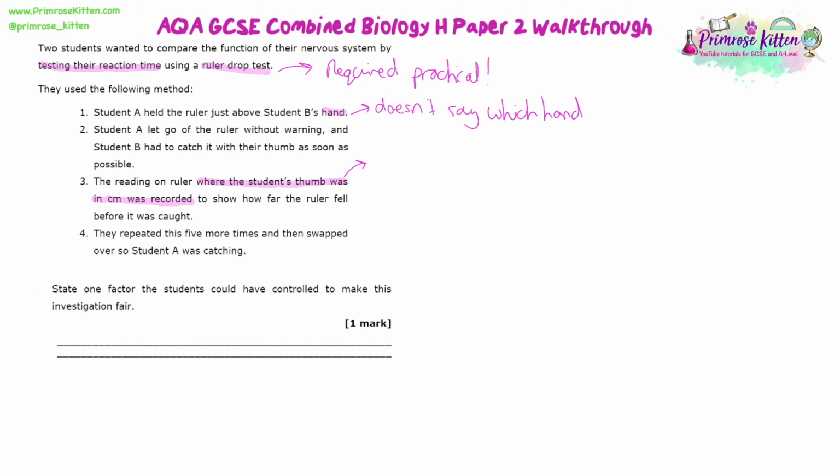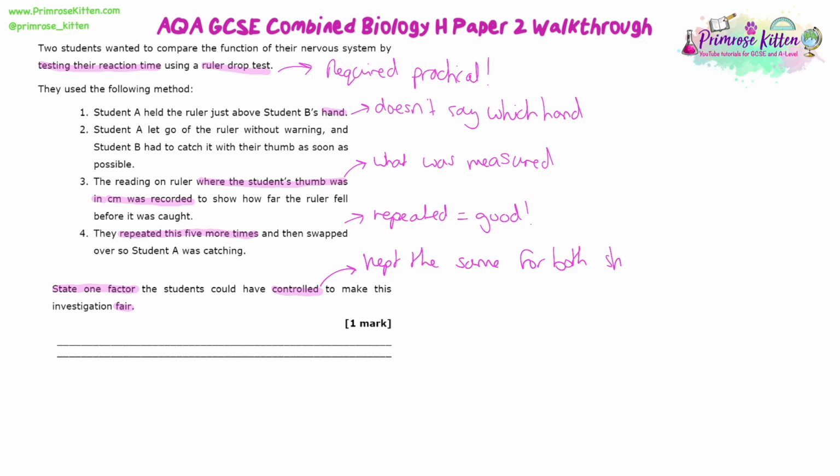So they are measuring the number of centimetres that the ruler fell through their hand before they caught it. And they did repeat the experiment, which is good. It's important to repeat experiments, and it means that we've got some sort of reliable results. Okay, so the actual question E says, state 1 factor the students could have controlled to make this investigation fair. Well, it's basically just asking what should be kept the same for both students.